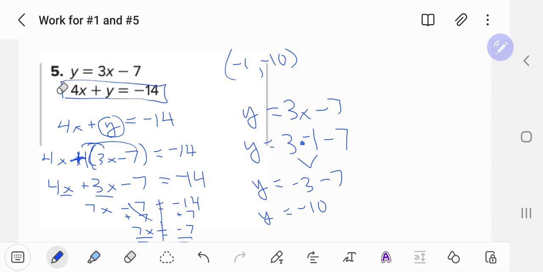So now I'll think it through on this part. I plug in the negative 1 there and the negative 10 there. I get 4 times negative 1, which would be negative 4, plus negative 10 is going to be negative 14. So it checks out on both. So this we can circle with confidence. We say that is our solution because it makes both of the equations in the system true.